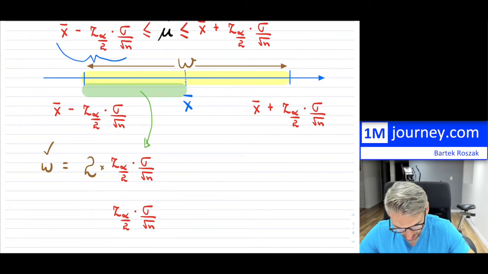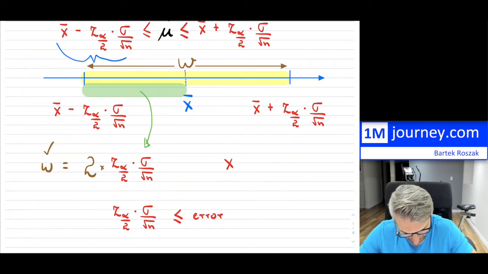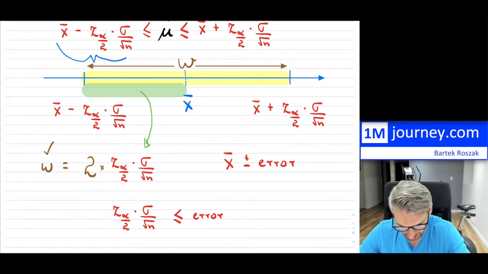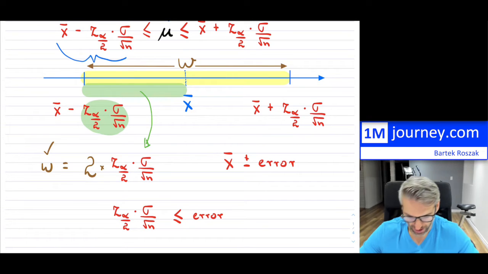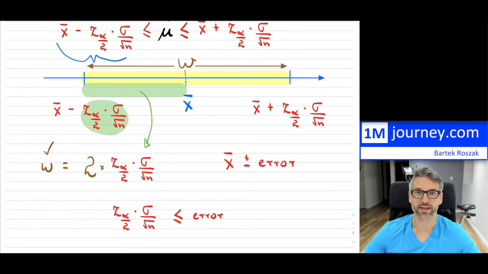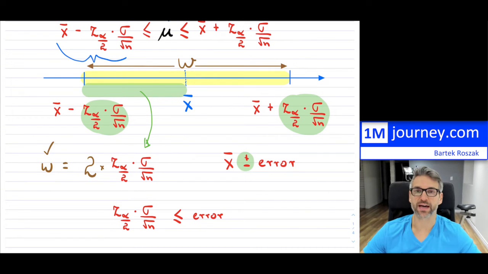And what I say is that, okay, if I want some error term, I want this to be less than or equal to whatever error we are going to have. Because within your confidence levels, you are within x plus or minus this error term. And your error term is nothing else but this z-score multiplied by the standard deviation divided by the square root of n, and that's on both sides, right?